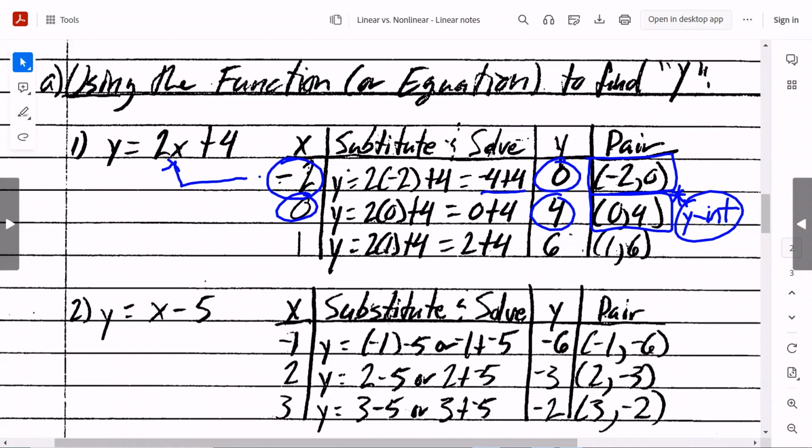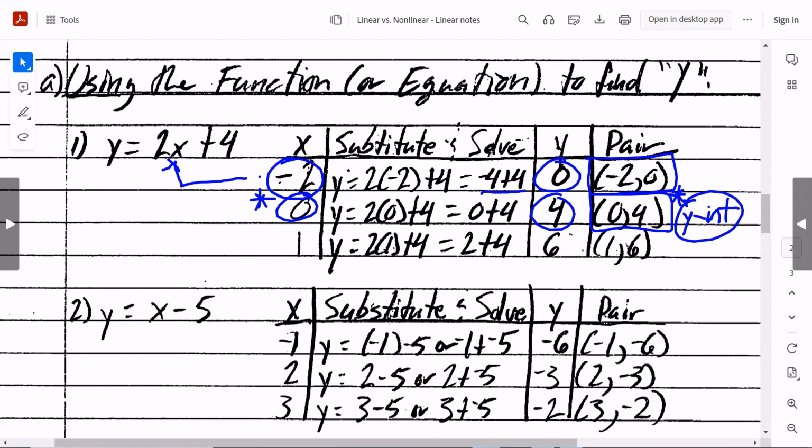But anyway, the coordinates are x comma y. So if you have a 0 for your x and there is a number there for your y, that is your y-intercept coordinate. Now every table is not going to have your y-intercept in it. This one just happened to because it had an x of 0. So if there is an x of 0, that's your y-intercept.